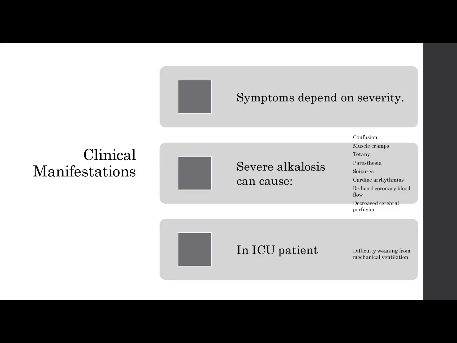Symptoms depend on severity. Mild alkalosis may be asymptomatic. Severe alkalosis can cause confusion, muscle cramps, tetany, paresthesia, seizures, cardiac arrhythmias, reduced coronary blood flow, and decreased cerebral perfusion. In ICU patients, metabolic alkalosis suppresses respiratory drive, causing hypercapnia and difficulty weaning from mechanical ventilation.